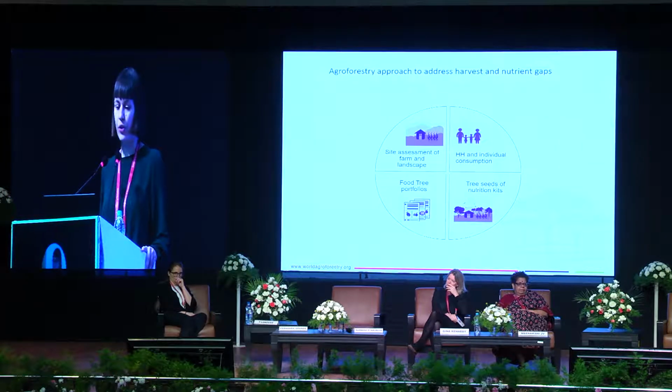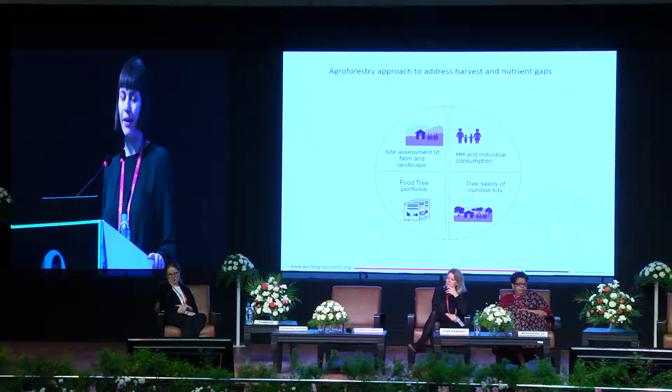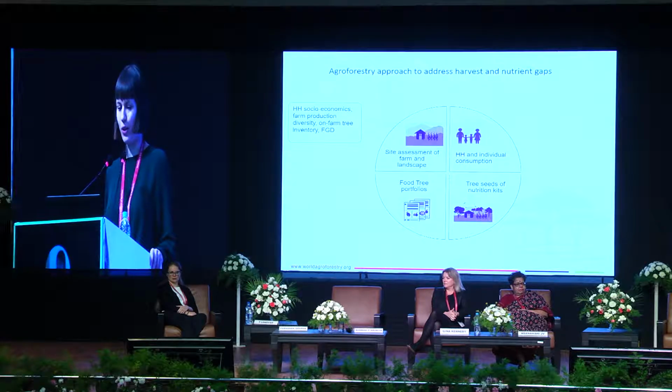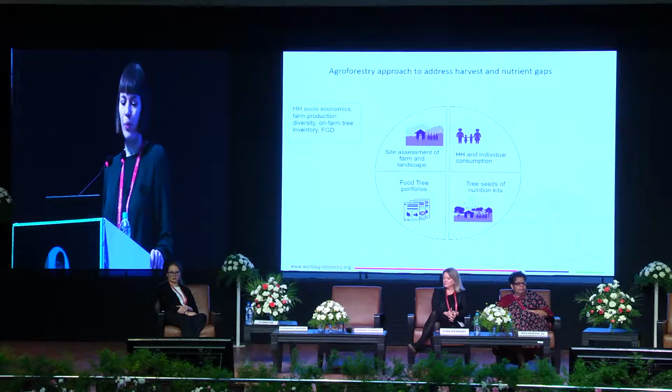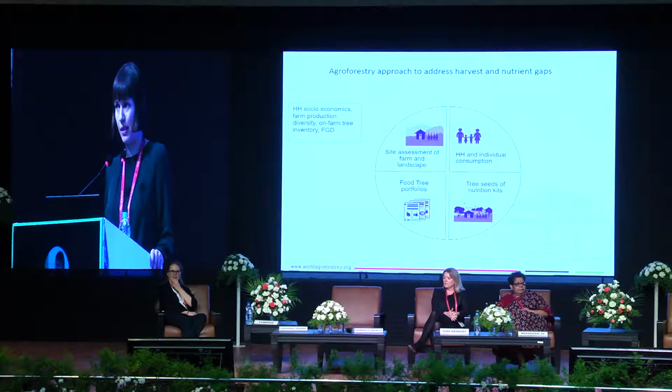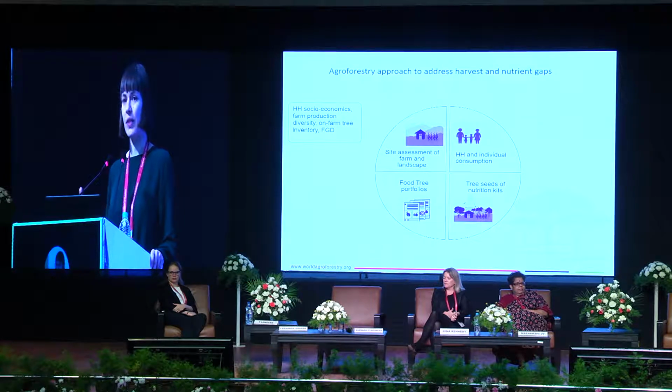Here you see the agroforestry approach that was developed to address the harvest and nutrient gaps. First of all, a site assessment of the farm and landscape was undertaken. This means that household and socioeconomic data were surveyed, as well as we wanted to know information like which foods are actually produced on the farm, and in particular which tree species are produced on farm. And in the site assessment also focus group discussions were undertaken with farmers to understand which tree foods provide harvest at which time of the year.